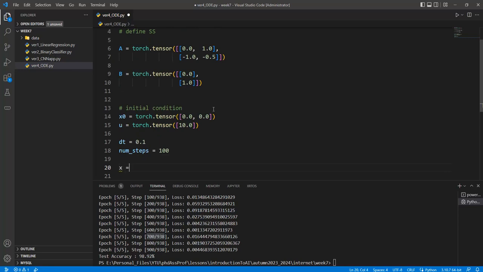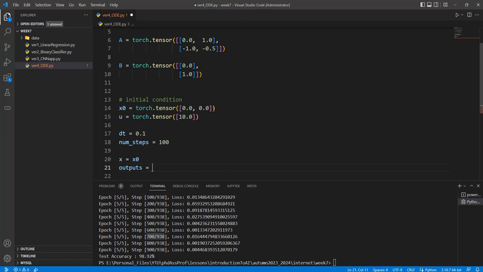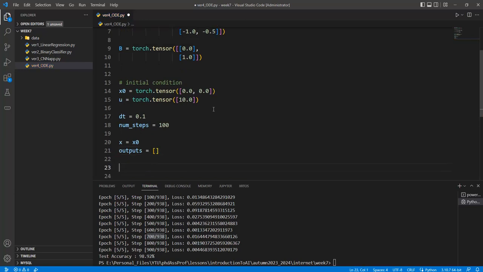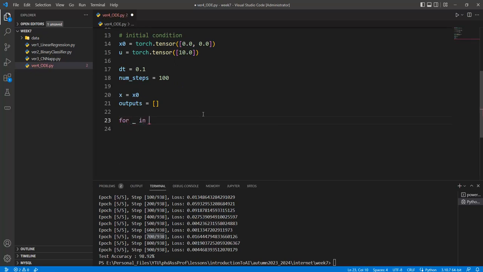Also we can assign x to x0 because this is the initial condition, and outputs must be given as an empty list. So for i in range num steps. What's the meaning of this underscore? This is an empty placeholder, or we can create a for loop over num steps without using the loop variable.